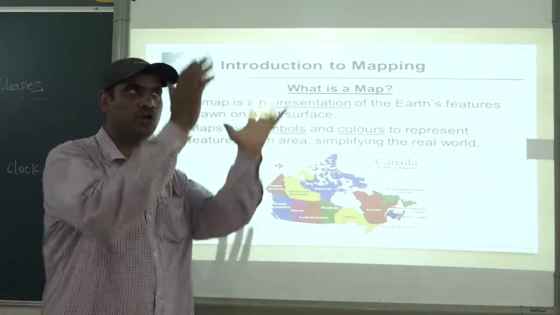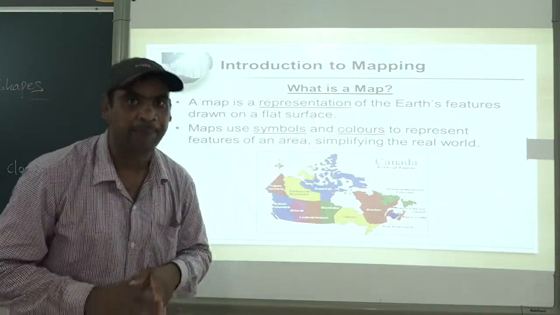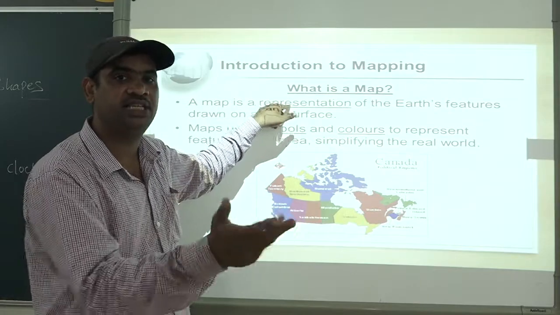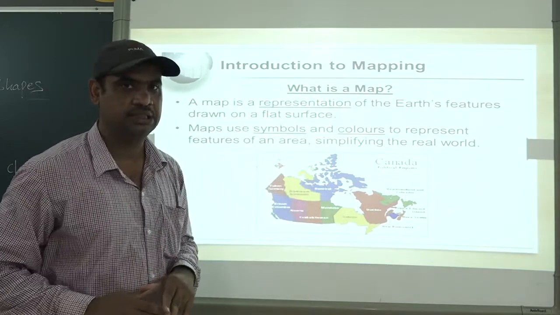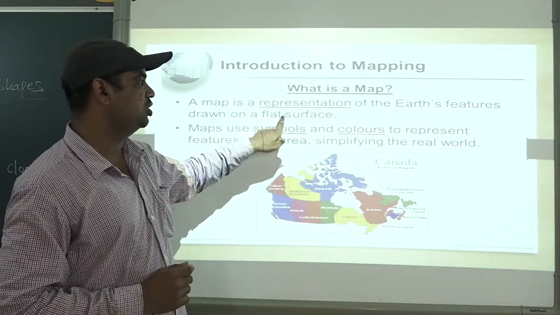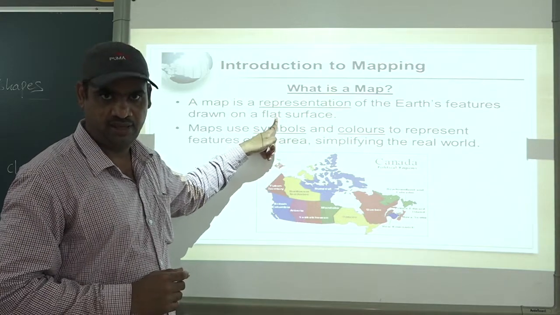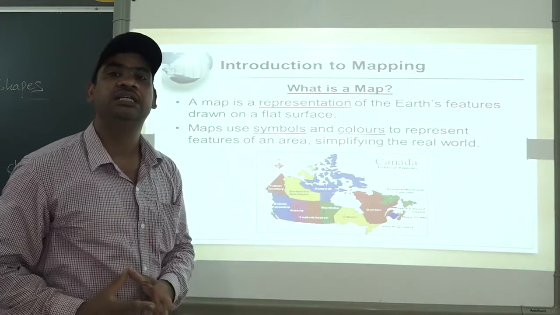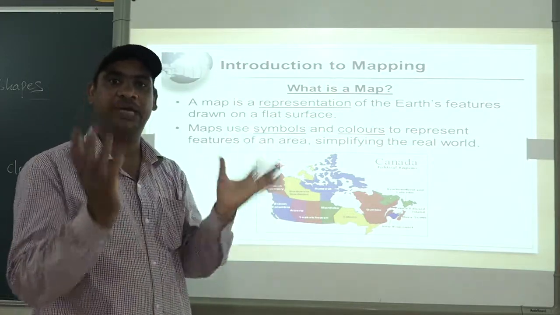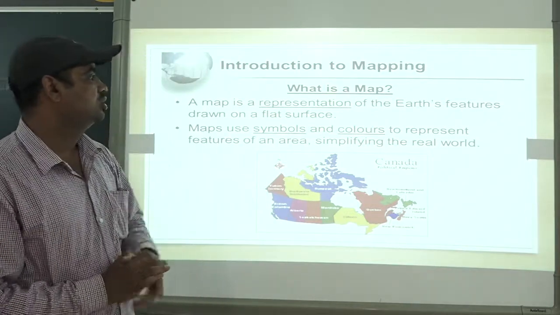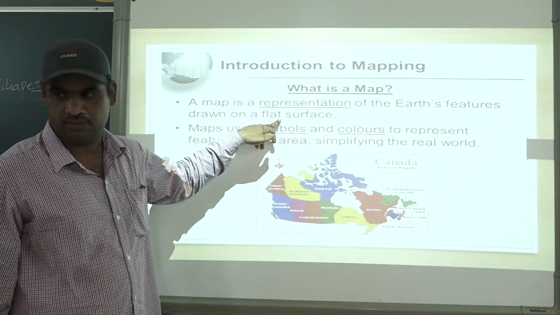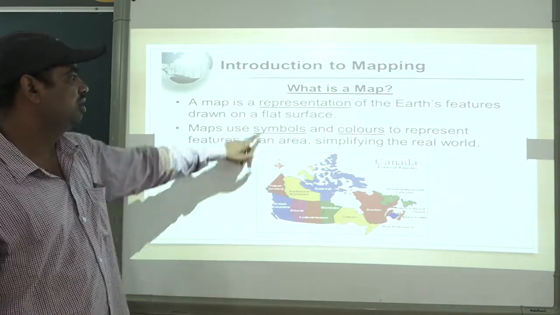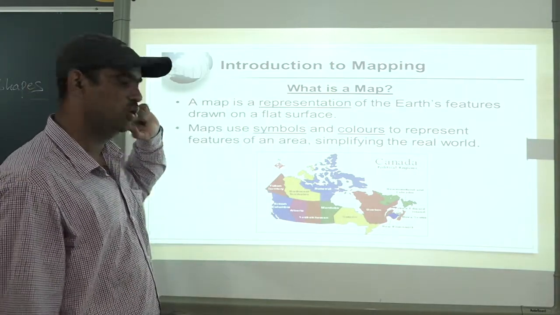For example, if you want to show the country India, India's representation, actually how India looks like, that representation is done on what? Flat surface. As the map is shown on a flat surface, it is on paper, we can see. So it is a flat surface. Map is a presentation on a flat surface. I hope you have understood.